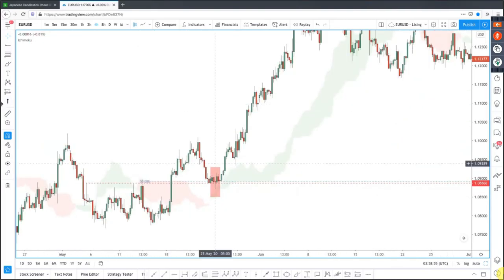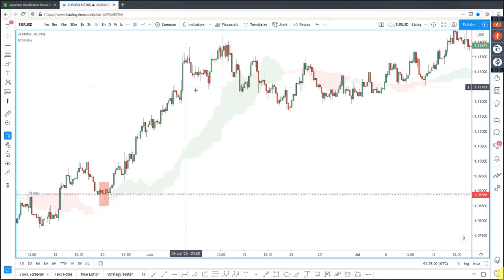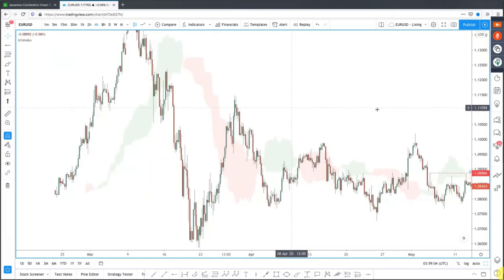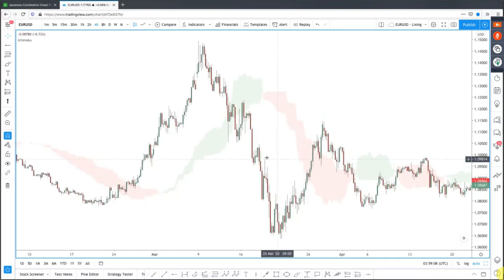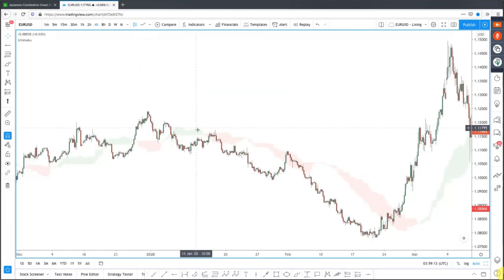So this is a clearer example, you can see. Basically it's very useful when you have key graphical levels, but not so much if you're just playing the pattern by itself. I think it can be very misleading. So it's important to find key graphical levels before playing this.